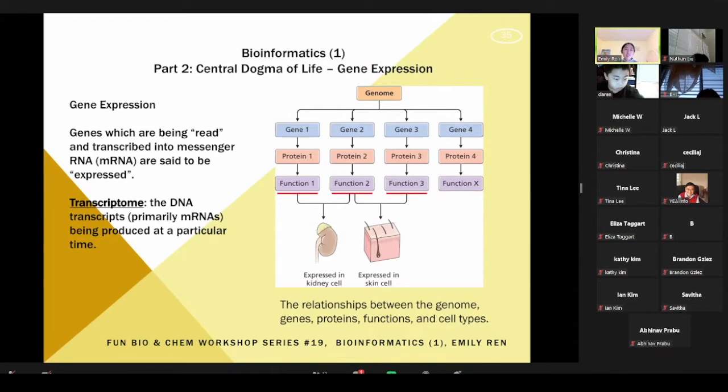Gene expression. Genes which are being read and transcribed into messenger RNA or mRNA are said to be expressed. So these expressed genes are the ones that are made into proteins. And the transcriptome is the DNA transcripts, primarily mRNAs, being produced at a particular time.